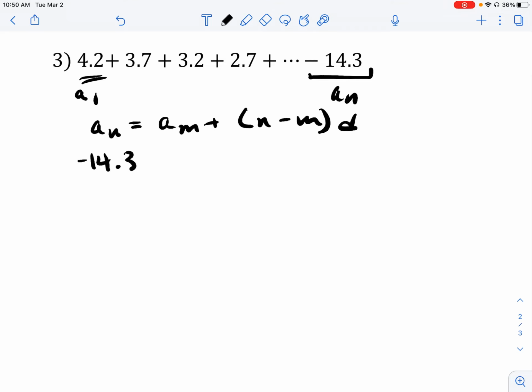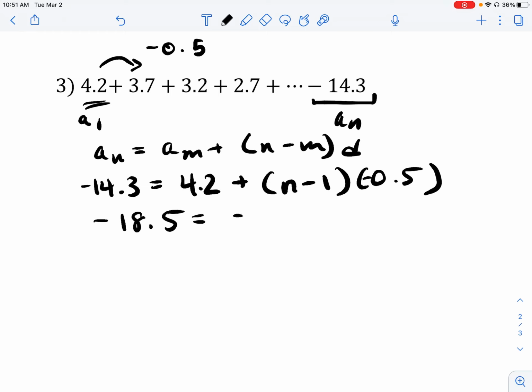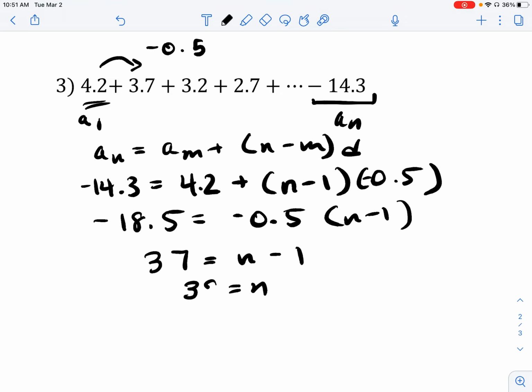So negative 14.3. We know our first term. Let's write 4.2 plus the difference in order. And we can quickly figure out what our common difference is here. Again, if we do 3.7 minus 4.2, we see that the common difference is negative 0.5. So negative 0.5. And if I clean this up a little bit, let's see, subtract 4.2, so negative 18.5 is negative 0.5 times n minus 1. And if I divide by negative 0.5, that's just doubling it, so that's positive 37. So n is equal to 38.